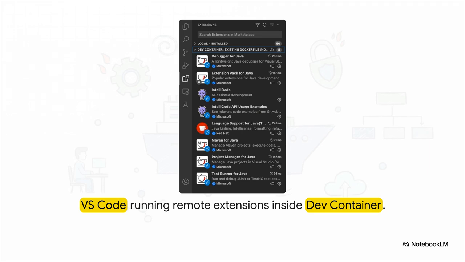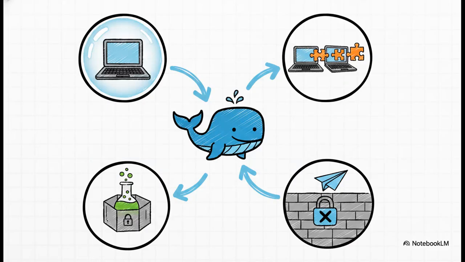Just look at this extensions panel right here. Things like the Java debugger and Maven, they're installed remotely inside the container, not on your actual host machine. Your laptop stays perfectly clean and uncluttered. The benefits of setting things up this way are just massive. First, you get complete environment isolation, which means absolutely no more version conflicts between your different projects. You also get perfect consistency, meaning every single developer on your team is booting up the exact same environment. Plus, you can safely experiment with some crazy new language framework without cluttering up your system.